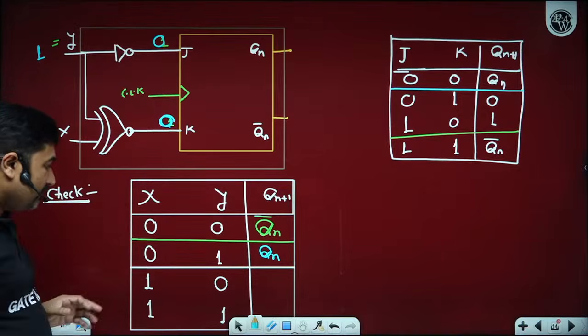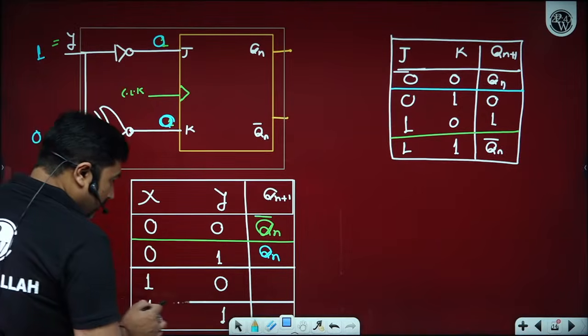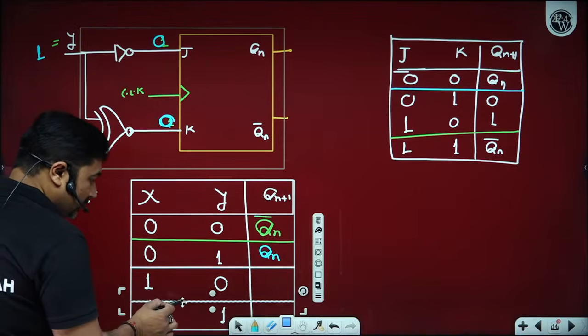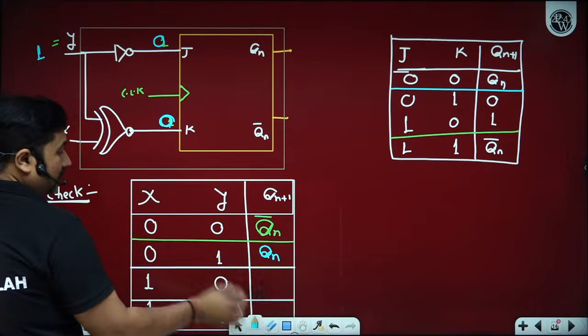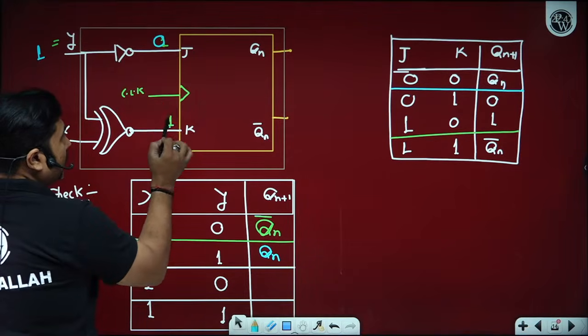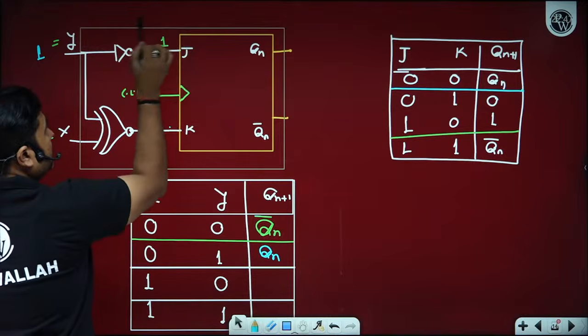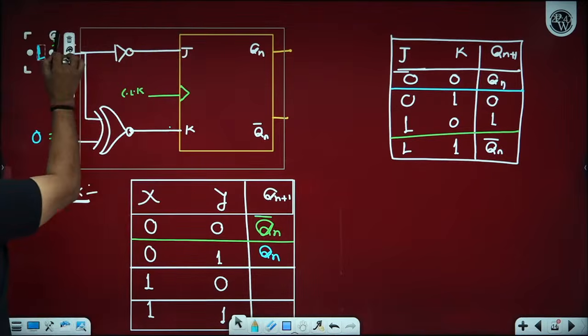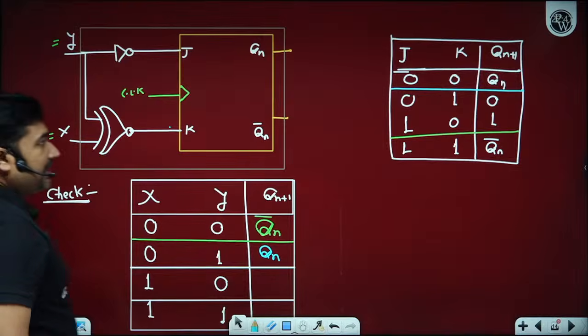Again observe for 1, 0. What happens for X equal to 1 and Y equal to 0? X is equal to 1 and Y is equal to 0. Let's have a discussion on X equal to 1 and Y equal to 0.